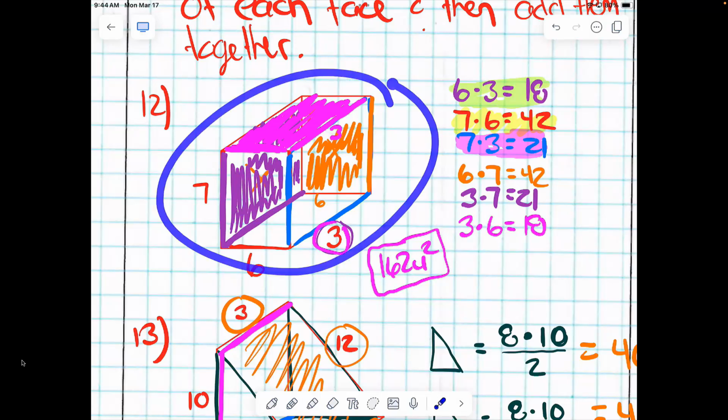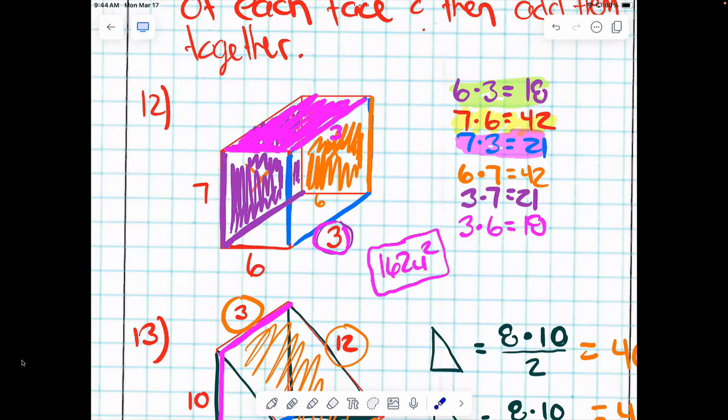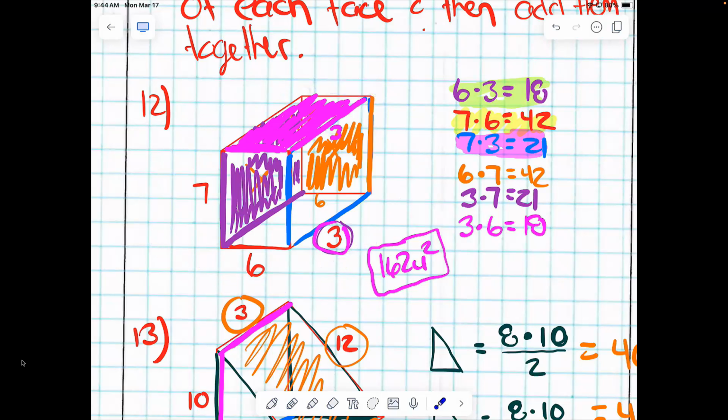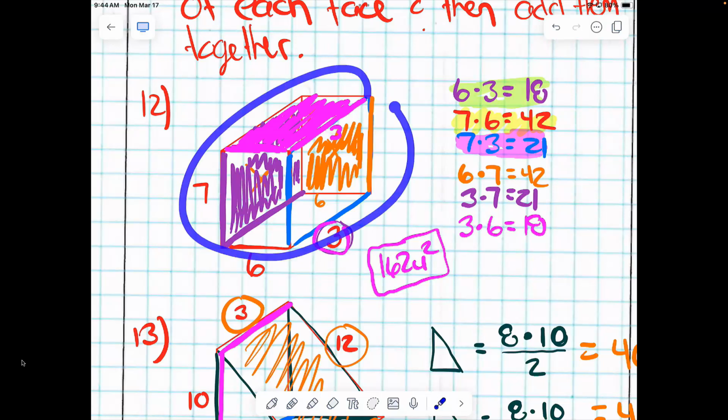Now you'll notice I have 6 different multiplication problems over here, right? How many faces does this thing have? I'm going to say that again. I have 6 multiplication problems over here, right? How many faces does this thing have? 6. I'm literally finding the area of every single shape that makes up that 3D rectangular prism, yes?